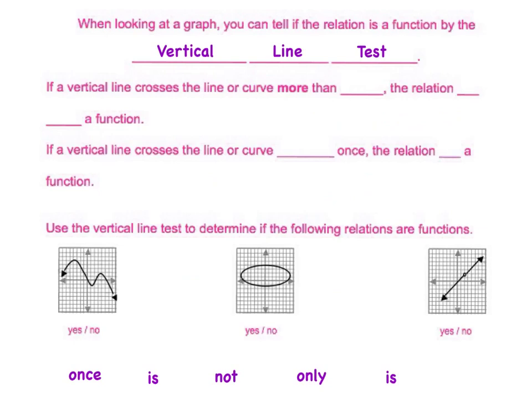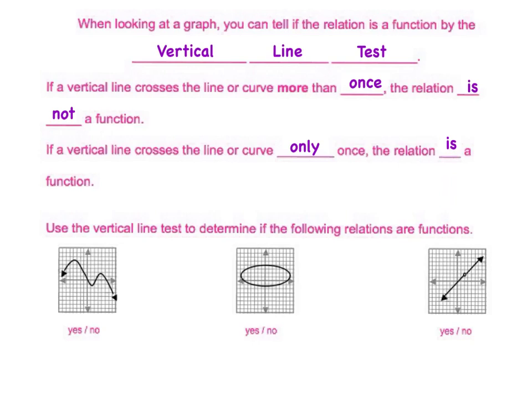When looking at a graph, you can tell if the relation is a function by the vertical line test. If a vertical line crosses the line or curve more than once, then the relation is not a function. However, if a vertical line crosses the line or curve only once, then the relation is a function. So let's look at some examples of this.